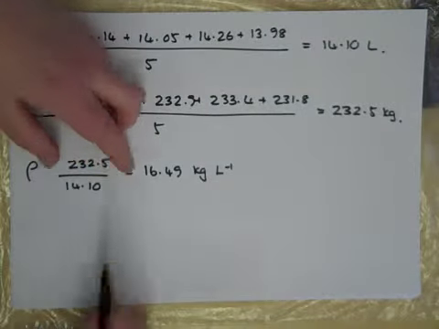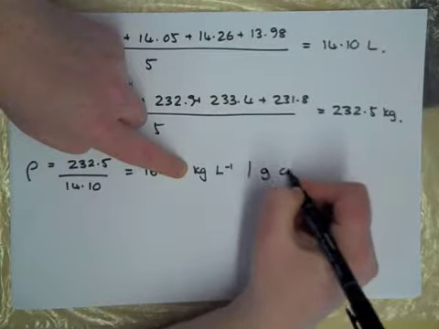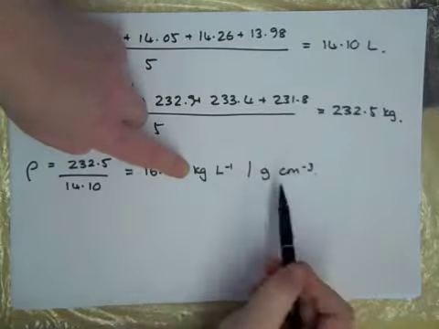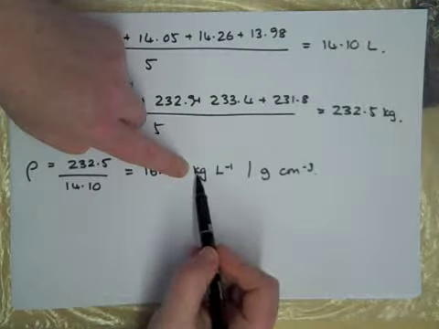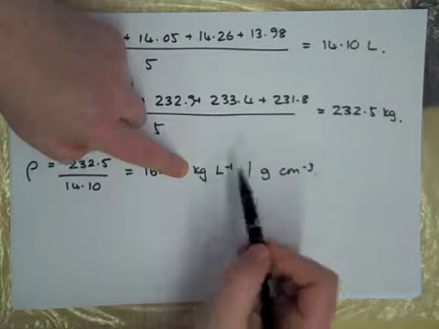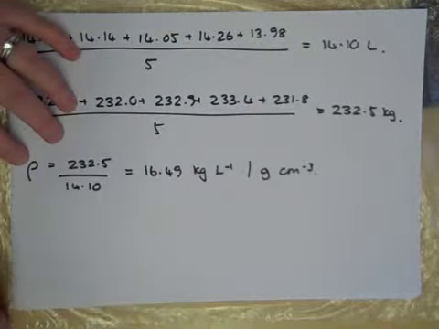But a quirk of this is that the units are also grams per centimetre cubed. There are 1,000 centimetre cubed in a litre, and there are 1,000 grams in a kilogram. Therefore, the 2 factors cancel, so these units are perfectly interchangeable.